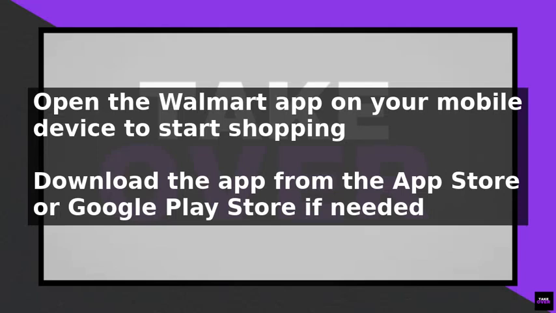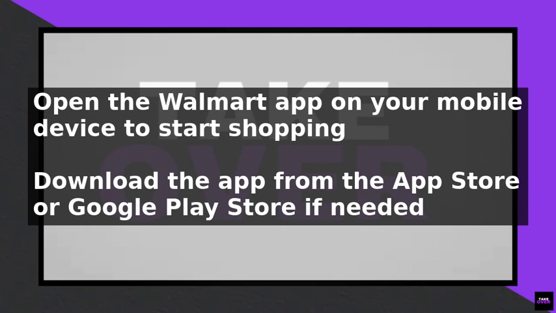To add a promo code on the Walmart app, start by opening the app on your mobile device. If you do not have the app, you can download it from the App Store or Google Play Store. Once the app is open, sign in to your Walmart account or create a new one if you do not already have an account.